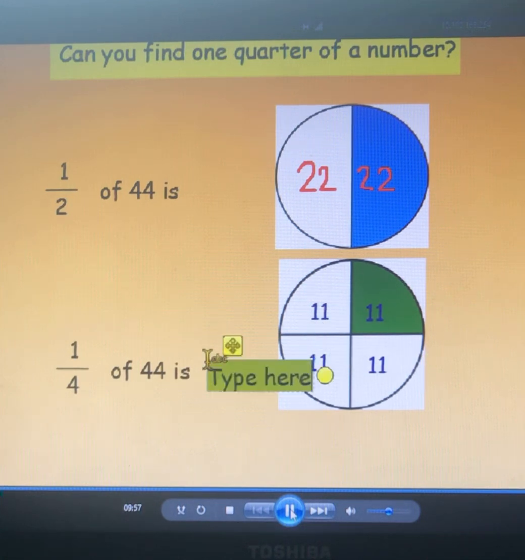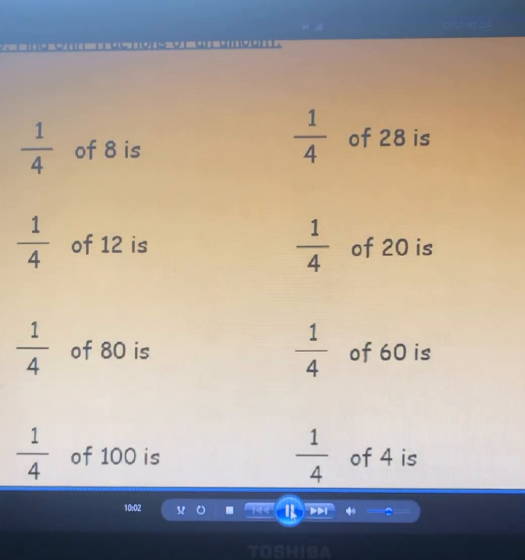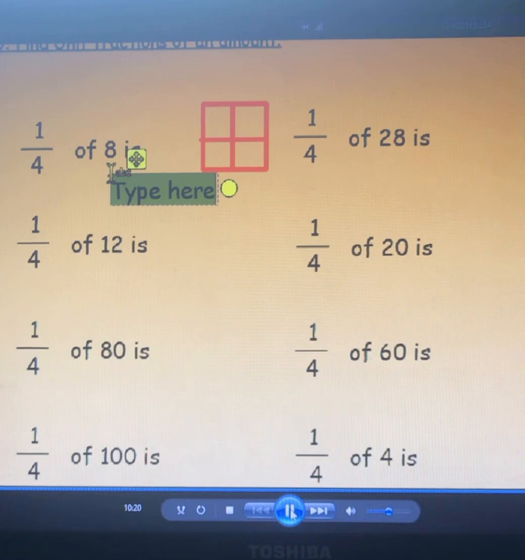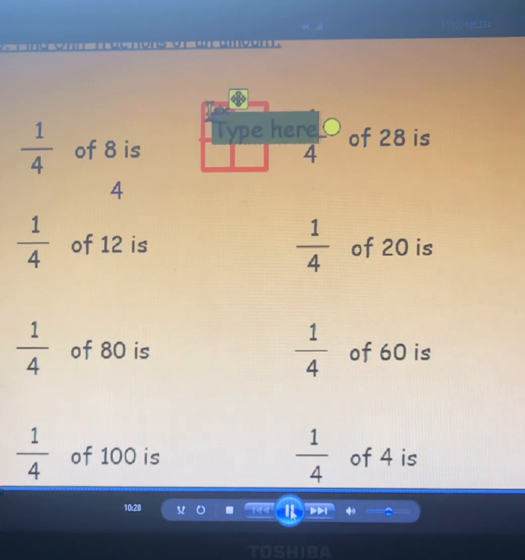When you're finding the answer to these questions, Y3, you might want to do a quick diagram. You could do a quick diagram like this. Let's just do this first one together. Half of 8, you know half of 8 is 4, but we want to find a quarter, so we have to half it again. What's half of 4? Half of 4 is 2.